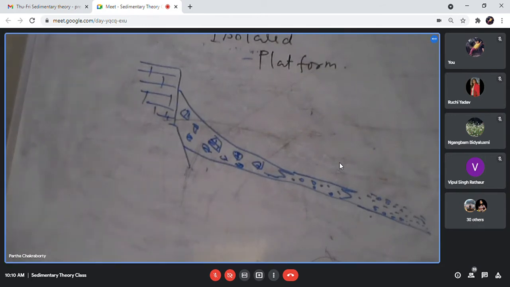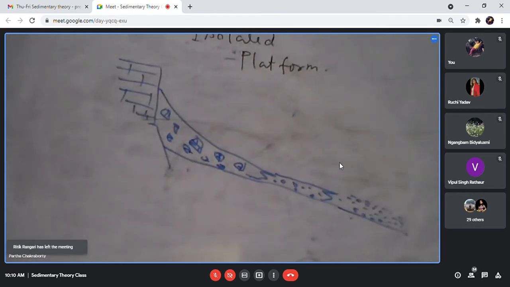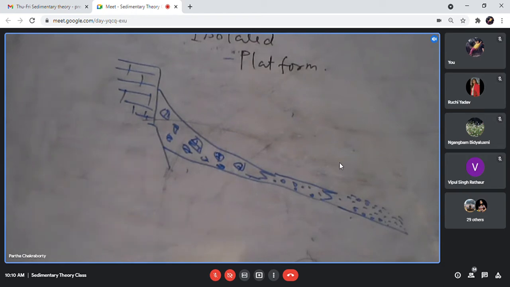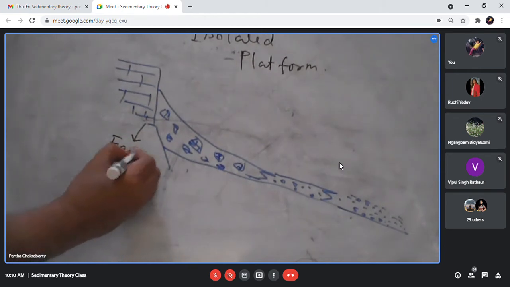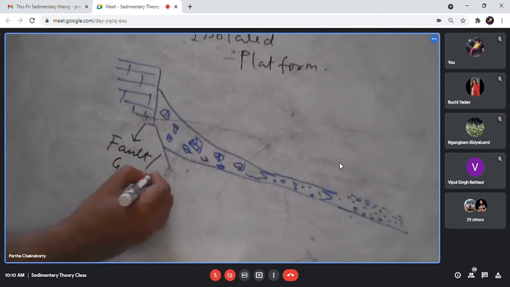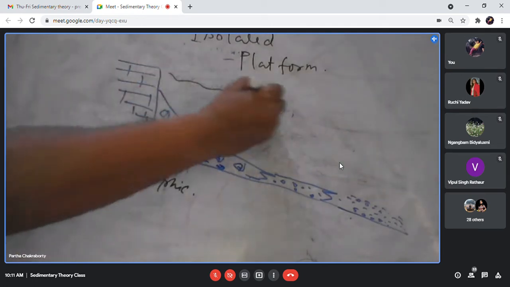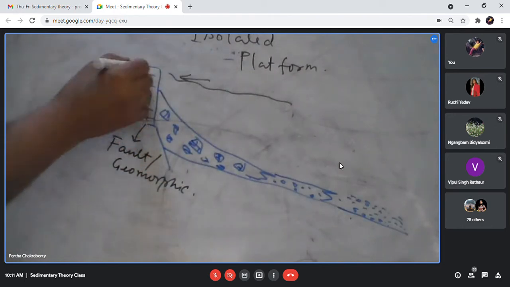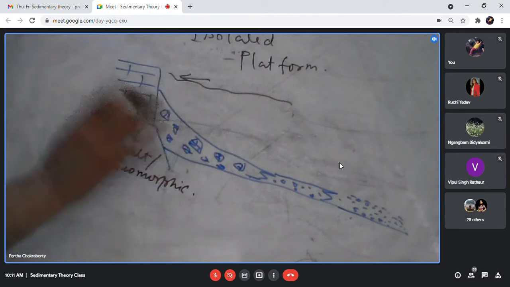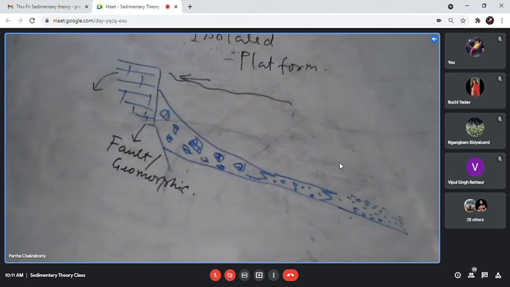Now what we are showing here is, suppose this escarpment is formed because of any fault, or it may be geomorphic. It may be a fault, or it may be geomorphic. Now, if it is a fault or geomorphic and you develop an escarpment, in that case, what will happen? This will be continuously coming under the effect of the waves, and there will be failure of the escarpment.